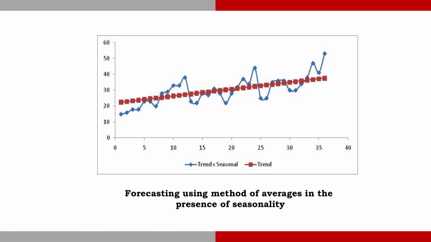This is how we handle data with a seasonality index or seasonal effect, and in this graph I have shown the trend line as well as the forecast after incorporating the seasonal component. The red line is the trend line and the blue line is the forecasted value, which includes trend as well as seasonality.